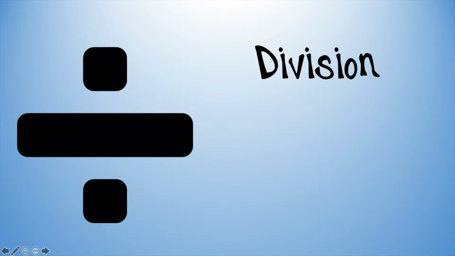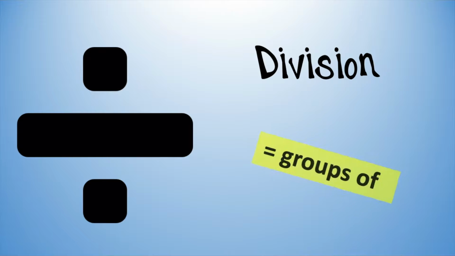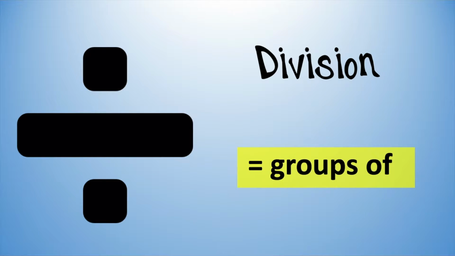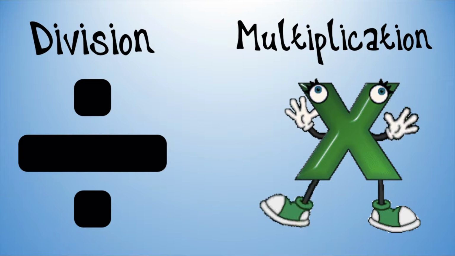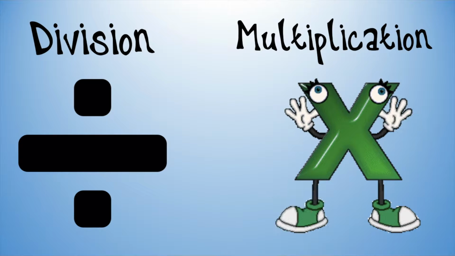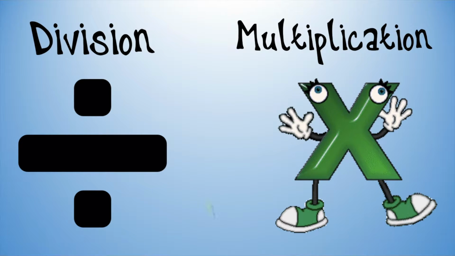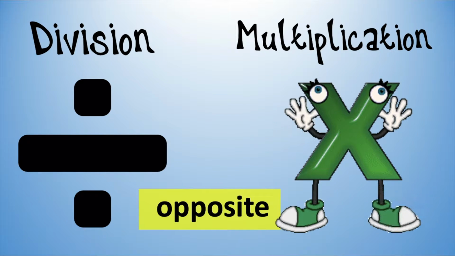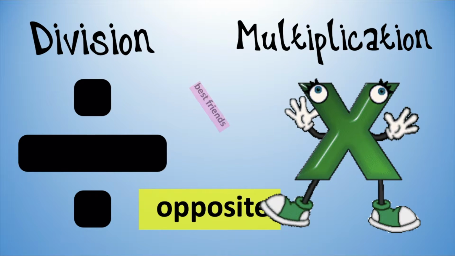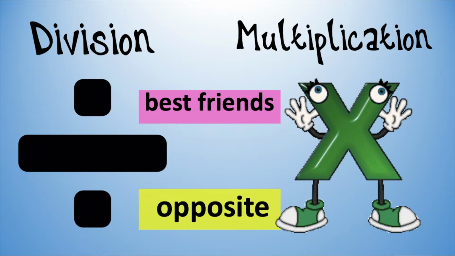Everybody, Miss Aisbett here. Today we're going to learn about division. More specifically, the groups of method. So yesterday we learned about multiplication, and the reason we're doing division is because they are the opposite of each other. And these symbols are actually best friends. So if you know multiplication, you'll be able to do division.